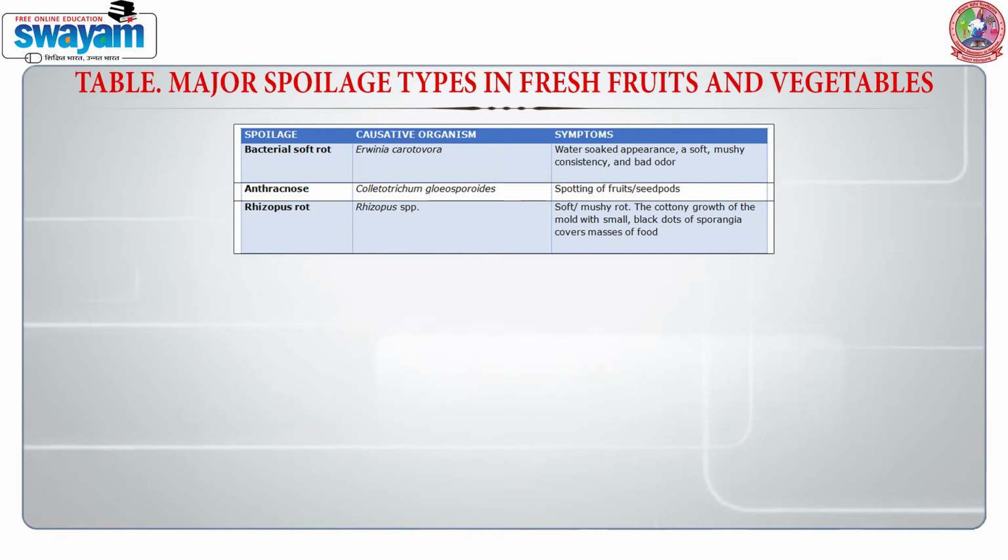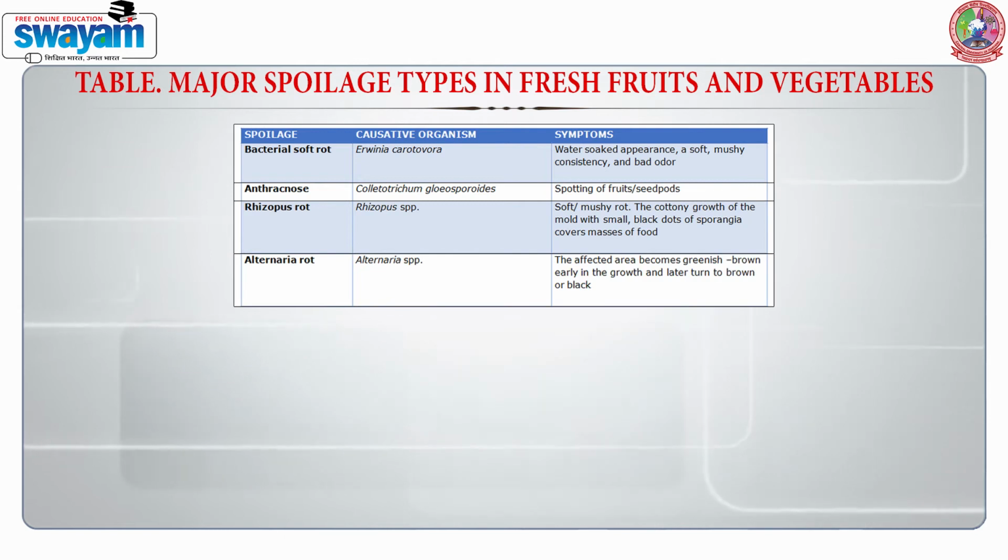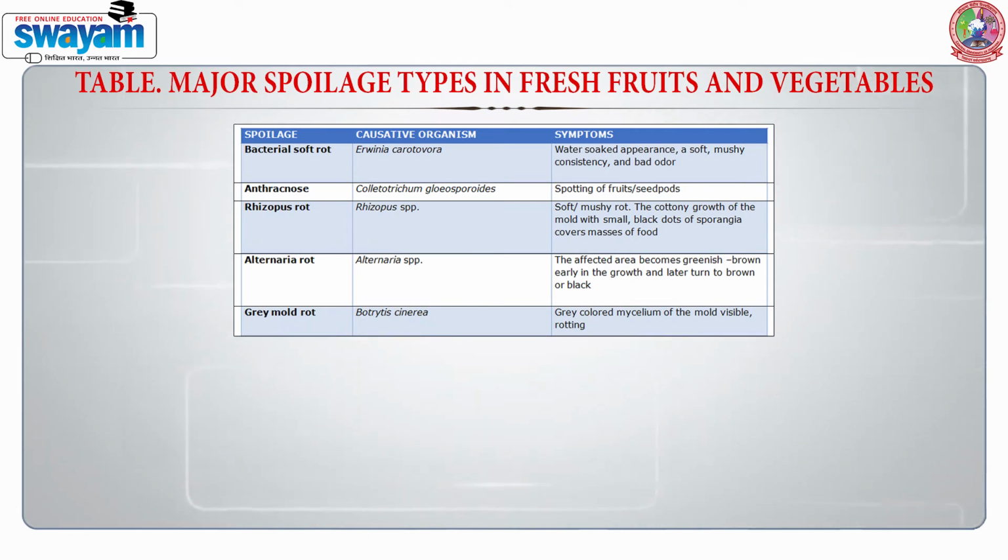It will show cottony growth of the mold with small black dots of sporangia which covers the masses of the food. Alternaria rot is caused by Alternaria species. The affected areas become greenish brown early in the growth and later they become brown or black. The grey mold rot is caused by Botrytis cinerea. It shows grey colored mycelium of the mold and also rotting appearance.